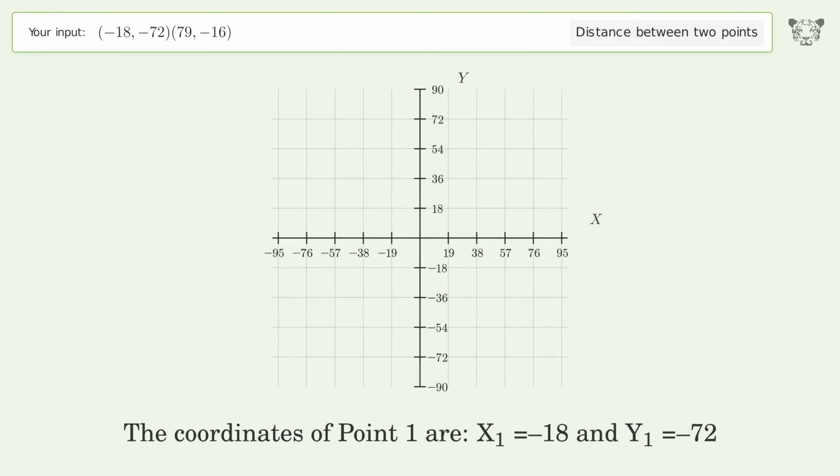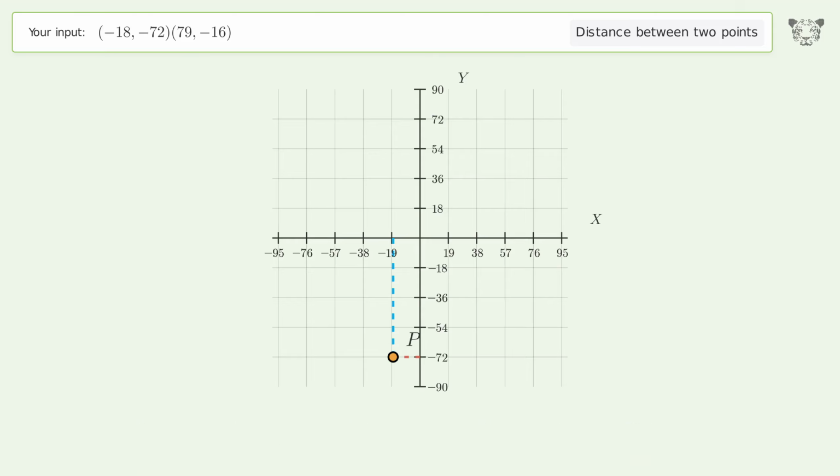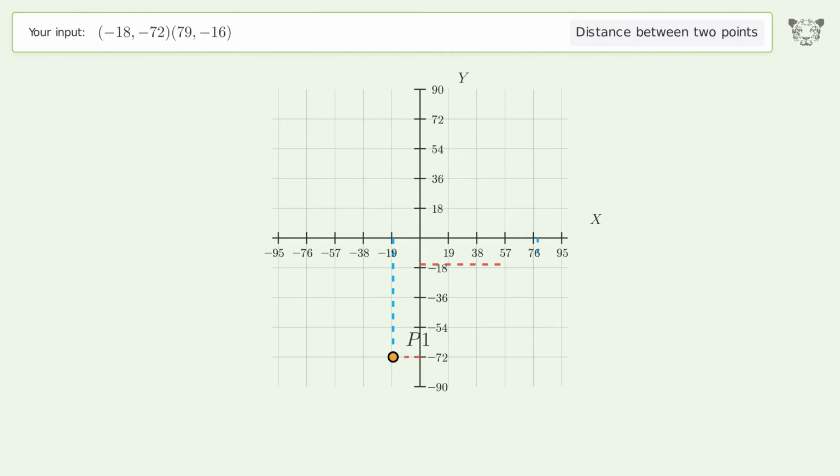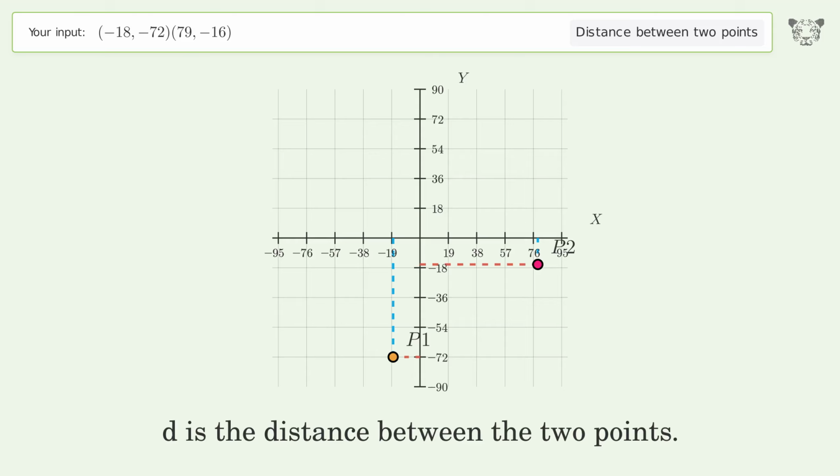The coordinates of point 1 are x1 equals -18 and y1 equals -72. The coordinates of point 2 are x2 equals 79 and y2 equals -16. D is the distance between the 2 points.